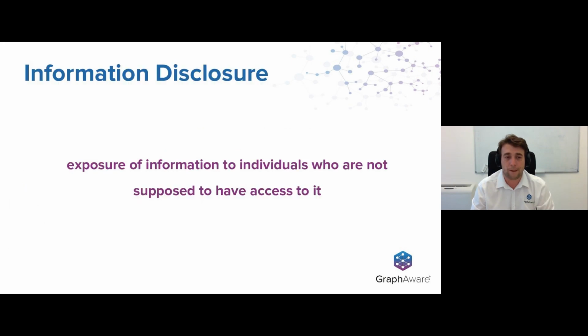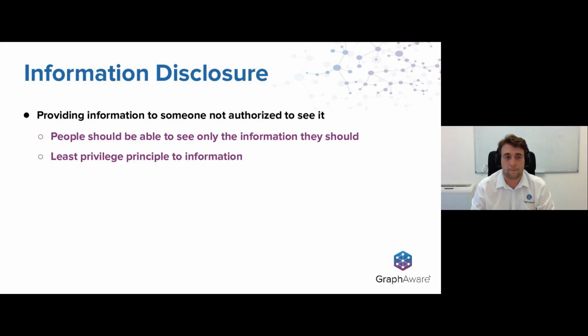Information disclosure. It is the exposure of information to individuals who are not supposed to have access to it. Right? So, for example, people should be able to see only the information they should. The receptionist at a hospital might probably not be able to see which particular symptom a patient will have. Right? Everything here is based on the principle of least privilege. People should really have access only to the information they need to.